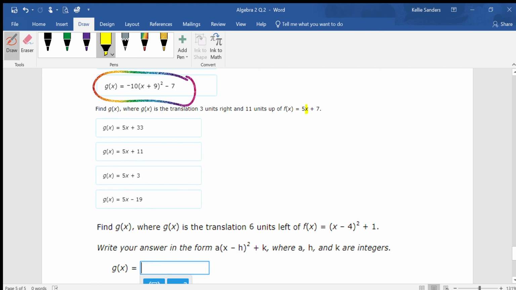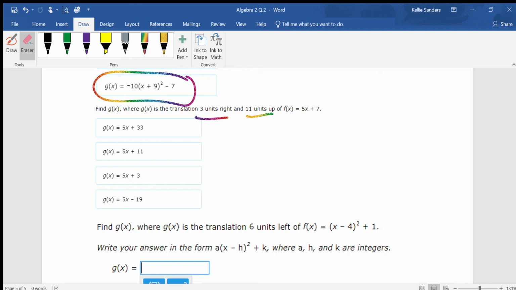Whenever this is just x, not x squared or the absolute value or something, you're probably going to have to do a little bit of work at the end. That's just me telling you that. So 3 to the right, 11 up. Dadgummit, I did it again. Because I'm just used to kind of messing with it.